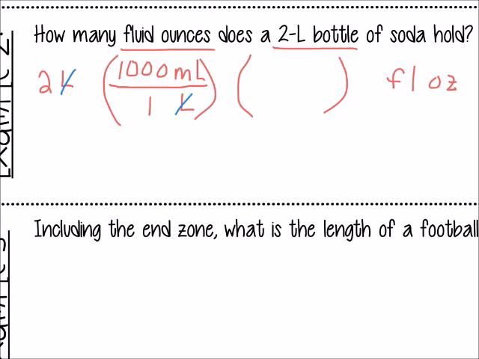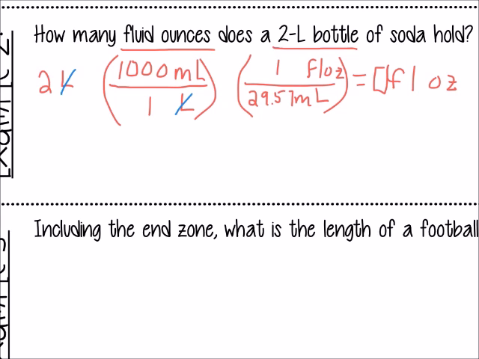So now we can convert milliliters to fluid ounces because we know that there are 29.57 milliliters in 1 fluid ounce. So we can change the units from milliliters to fluid ounces by using that conversion rate. So 29.57 milliliters per 1 fluid ounce. And that will give us our answer in fluid ounces.